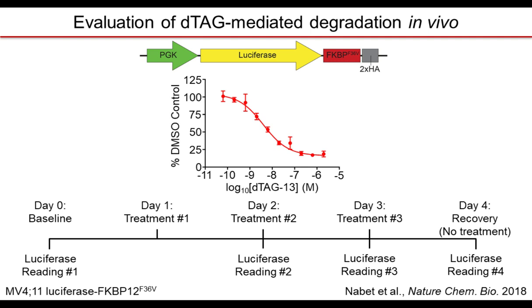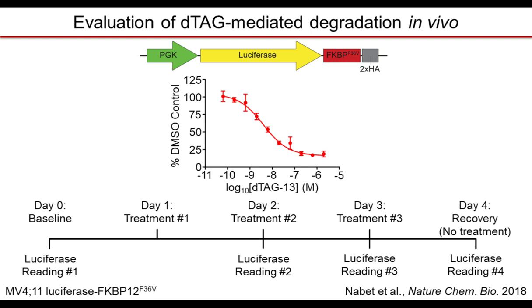And the final piece of data that I wanted to highlight today was our ongoing effort to see whether or not we could develop a system that had the potential to work in vivo. And what we decided to do here was generate a fusion chimera that would allow us to do non-invasive bioluminescence measurements in vivo. And what we did was tag luciferase and express the luciferase FKBP12 fusion in MV411 cells. Here is an in vitro experiment demonstrating that we could effectively deplete luminescent signal upon treatment with dTAG13.